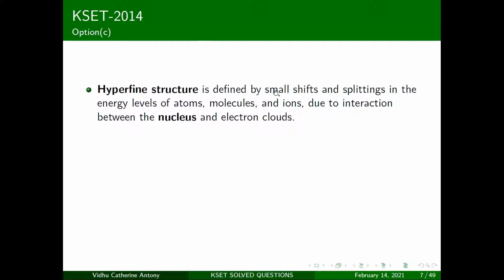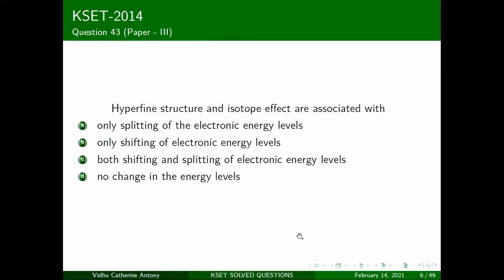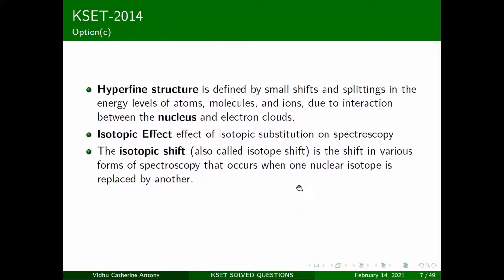So hyperfine structure is basically small shifts and splitting in the energy levels of atoms, molecules, and ions due to the interaction between the nucleus and the electron clouds. The isotopic effect is basically the effect of isotopic substitution on spectroscopy. So hyperfine structure has to do with the nucleus, and your isotope effect is basically to deal with what happens when you substitute different types of isotope into the molecule.